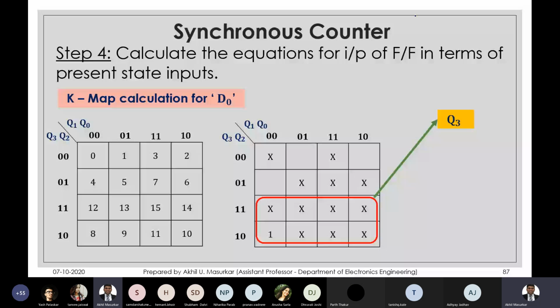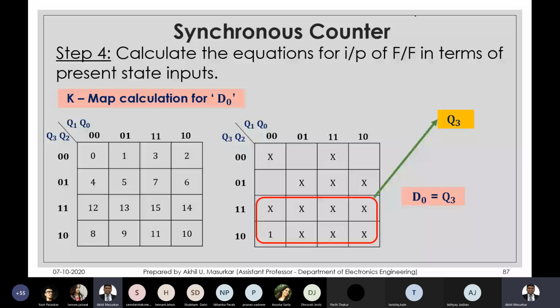So this is the K-map. The position of don't cares doesn't change. Only the position of 1 is changing. And a sequence in which there is only one 1 out of the many bits in that sequence is called a one hot sequence. So these are like GATE questions. They will give you a series of bits and ask which of the following is a one hot sequence. You should be able to say that this is a one hot sequence.